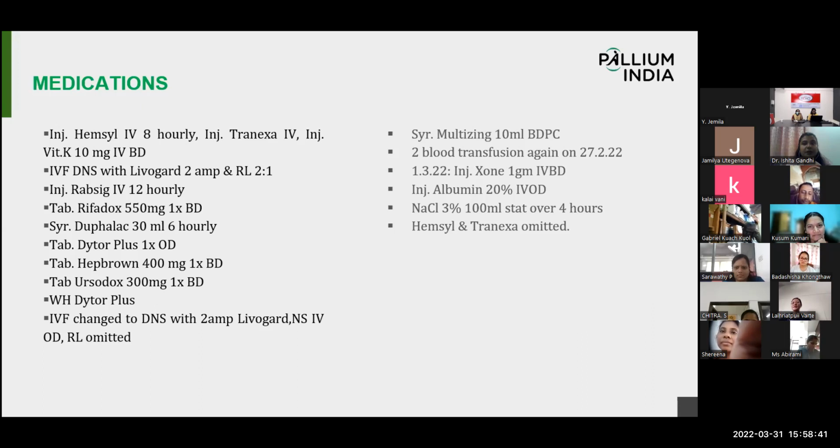Yes. Now, Kusum Kumari says due to deranged parameters. Kusum, I want to know which parameters you are talking about. Okay, before that, Jamelia, constipation, for example, from morphine. But is the patient on morphine? See the list of the medications.